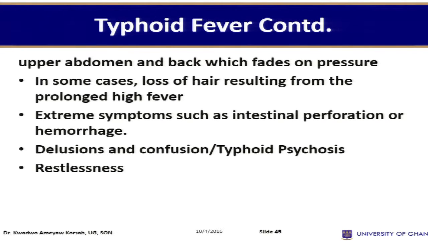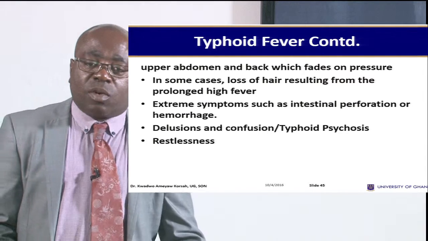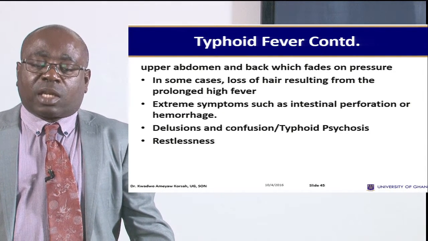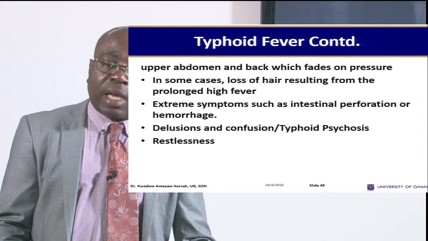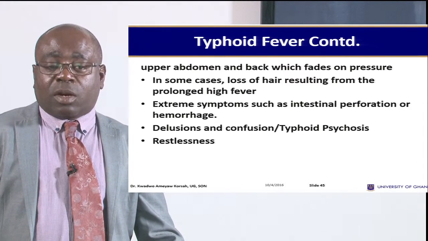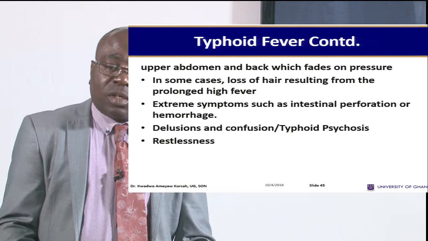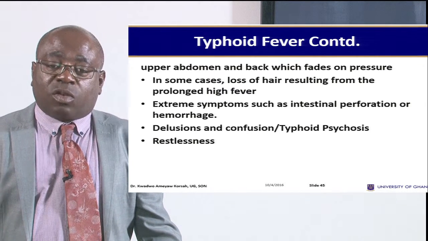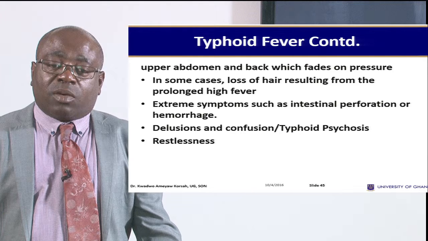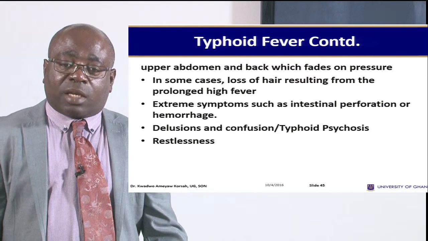And then in some cases, loss of hair may also result from prolonged fever or temperature, and then extreme symptoms such as intestinal perforation or hemorrhage. And then in some cases, delusions and then confusion. In technical terms, we call it typhoid psychosis. Typhoid psychosis occurs. The patient behaves like he's mad because the microorganism has traveled into the brain, and that is where it shows what we call the psychiatric manifestations like typhoid psychosis.